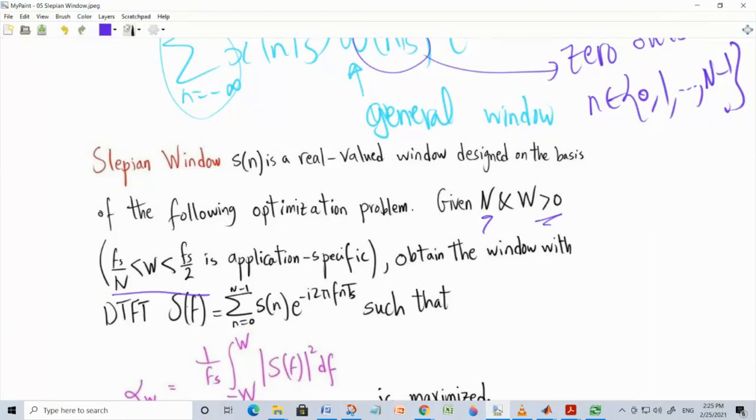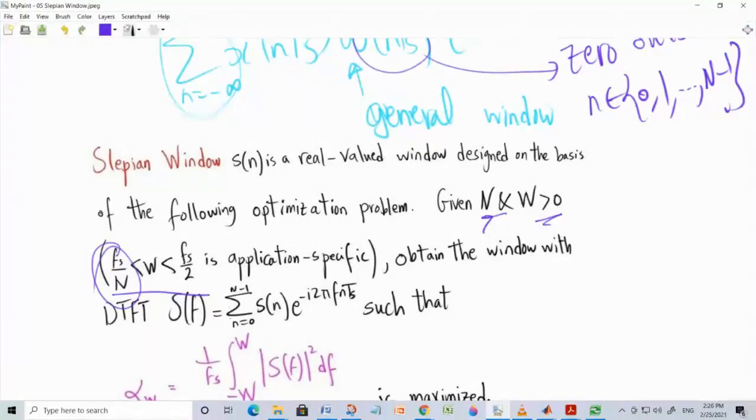Remember the main lobe of a rectangular window. If it's centered at f0, the main lobe goes from f0 minus Fs over N to f0 plus Fs over N. So again, this parameter is not arbitrary, and it's important to keep in mind Fs over N. It turns out that it appears a lot in digital signal processing. So Fs over N is less than W, which is less than Fs over 2. For discrete time signals, Fs over 2 is like the highest frequency.